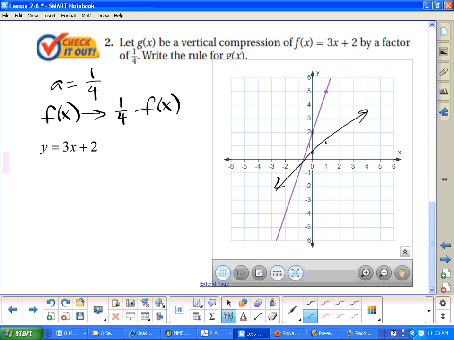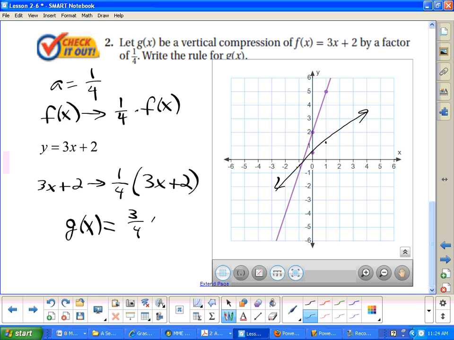Now, to find the slope, it's a little bit tougher in this case because we don't have two good points. So we're going to have to just take our 1/4. We went with 3x plus 2, and we transform that. It's going to be 1/4 times 3x plus 2, because we're multiplying the whole function by 1/4. So g of x would be 3/4 x plus 1/2.